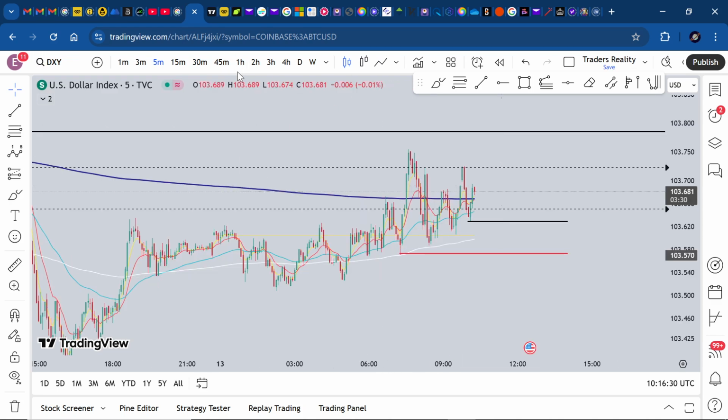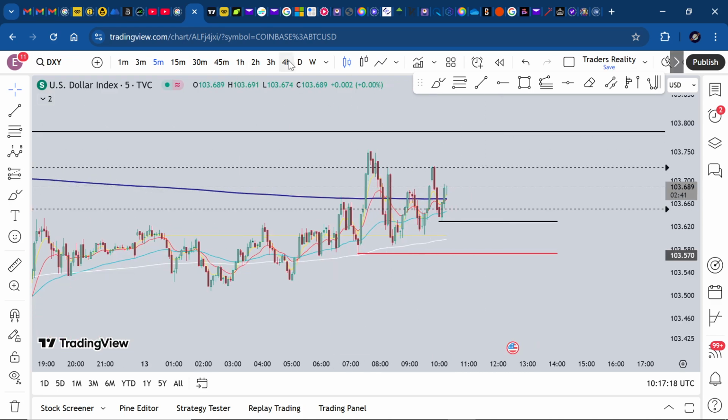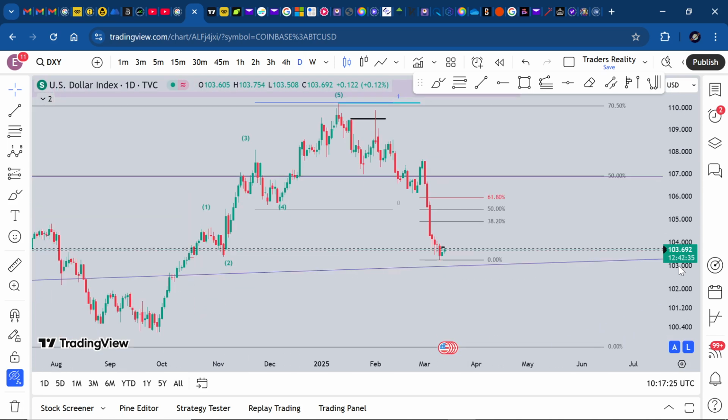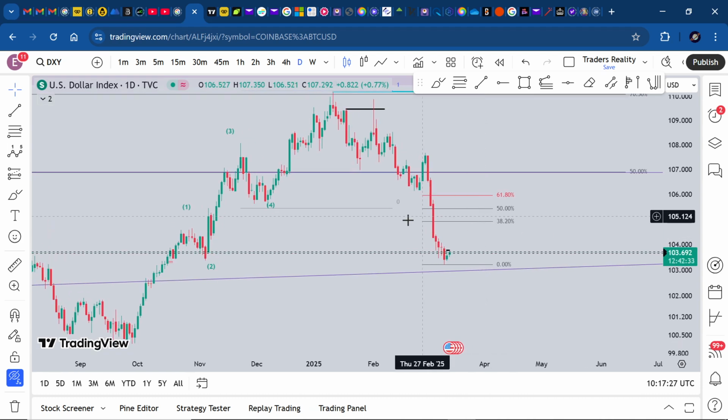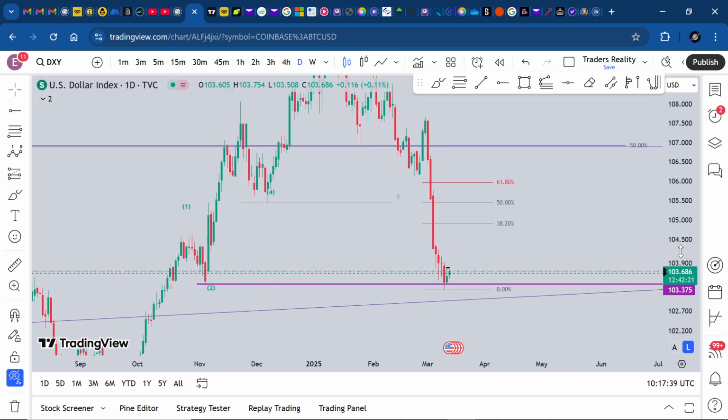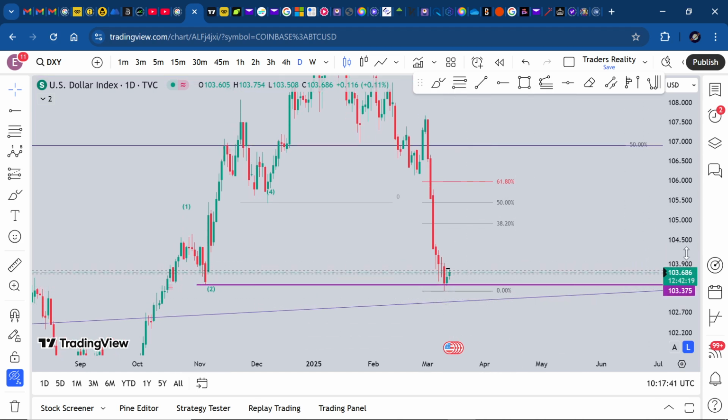Now, we're going to look at the DXY first, okay? Quickly. If I go to the daily on the DXY, what has happened? Well, DXY has come down and taken out the prior two wave, potential prior two wave, okay? Right here. It's a bearish indication, yeah? As you can see, we've come down below that line, yeah?